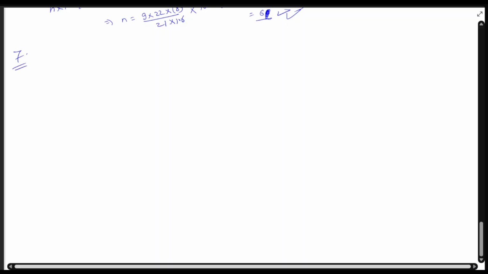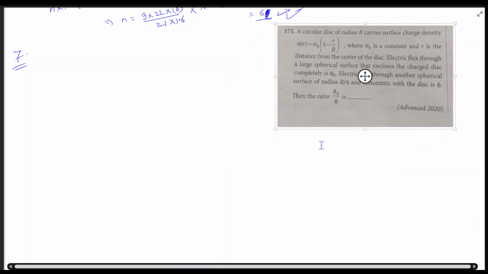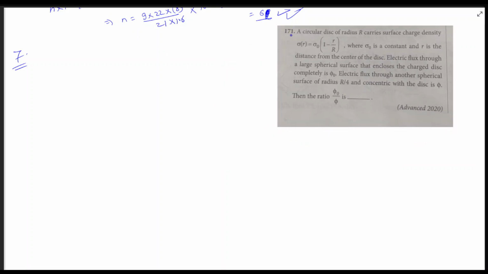Seventh. Okay, perfect. So we have a disk whose surface charge density is not constant, it is changing: rho naught into 1 minus r by capital R. Perfect. Electric flux through a large spherical surface that encloses the charged disk completely is phi naught. Okay.